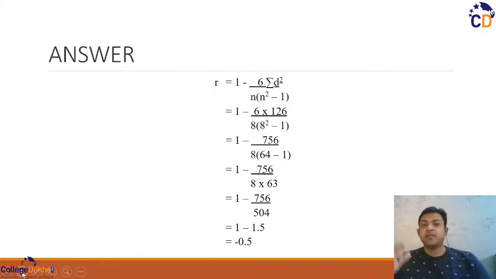This means that the values are negatively correlated. In simple language, this means when Judge 1 ranks a candidate as a topper, Judge 2 actually doesn't agree with him. So they are not in unison. Okay. So this is how rank correlation works.